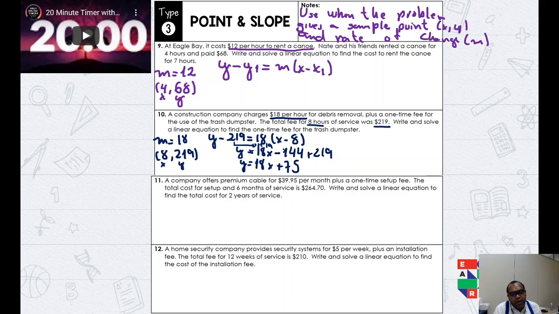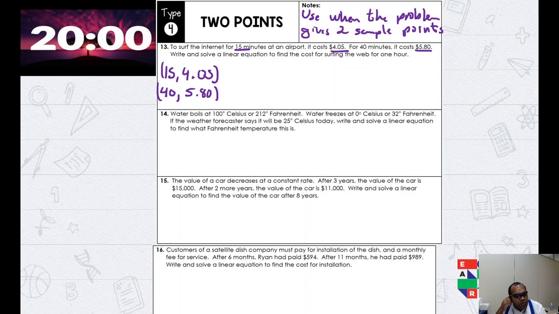Here's my equation. Great. Right now, write and solve a linear equation to find the one-time fee for the trash dumpster. We need to know the fee for starting it, okay? The one-time fee, guys, is my y-intercept, my b. Who is my b over here, guys? 75. Just to start working, you need to pay 75. That's the meaning, okay? The one-time fee over here is $75. Great, guys.